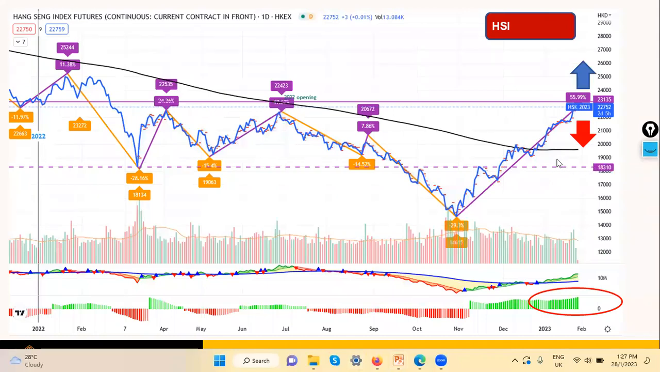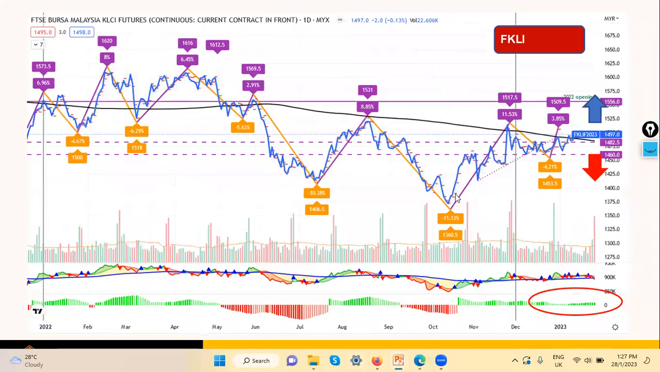Okay, this is a little bit about Hang Seng, and you can see that in Malaysia we also have a V-shaped recovery since October, November. Every market happened at the same time. Our recovery is already 11%, and it looks like we are zigzagging here, like waiting for something, but our momentum is getting weaker and weaker.